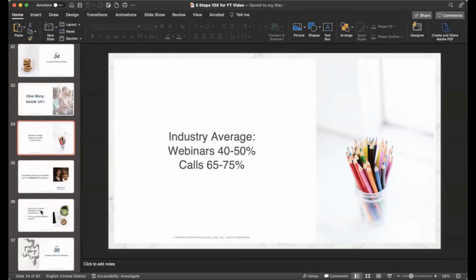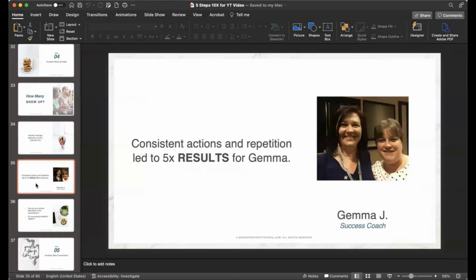Industry average is 65 to 75% on calls to show up. Webinars is 45 to 50%. I always aim for 75 to 80% show up for calls, and on webinars 50 to 60%. Sometimes you can get as much as 75% if you have some benefits in there, like a free gift or something like that. And consistent actions and repetition led to 5 times growth for my friend Gemma when she applied some of the things that I'm teaching here.